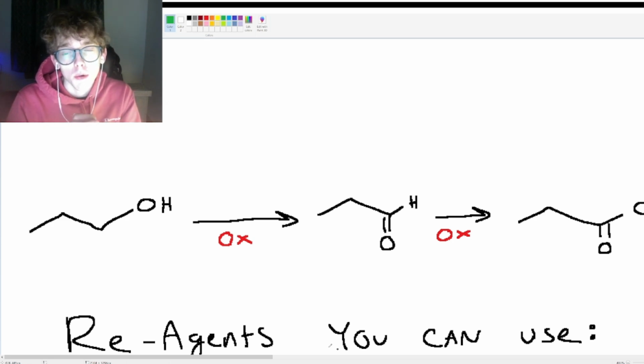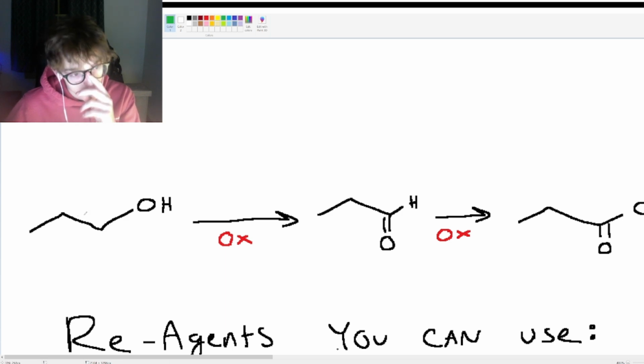So when we oxidize an alcohol, that means we need to make the oxidation state of that carbon attached to the alcohol more positive. We can do that through oxidative reagents, or oxidizing agents, I should say. We can do this with primary and secondary alcohols. We can't do it with tertiary. We'll see why in a second.